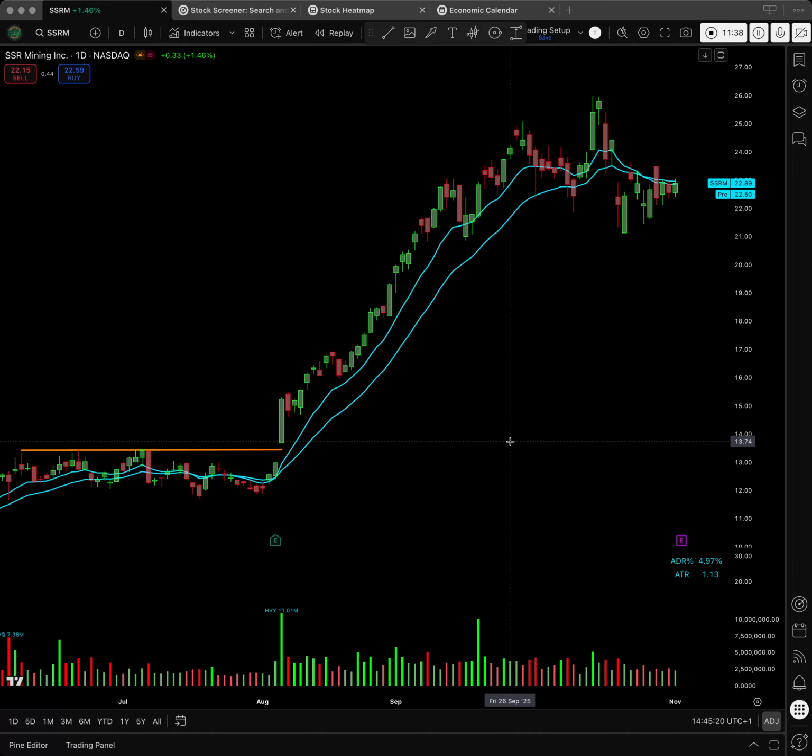Simplicity, and it works. That's all you need, really. You don't need those Ichimoku clouds or the MACD indicators or anything else. Just keep it to the essence. Master the essentials, the basics, and do them very, very well.